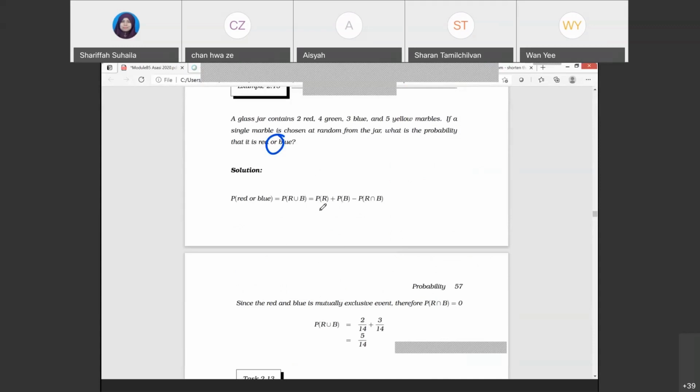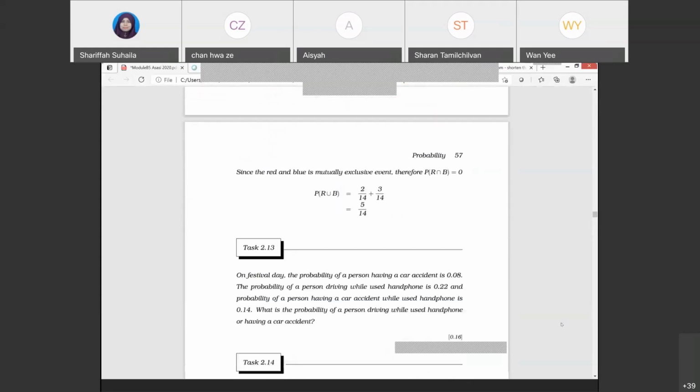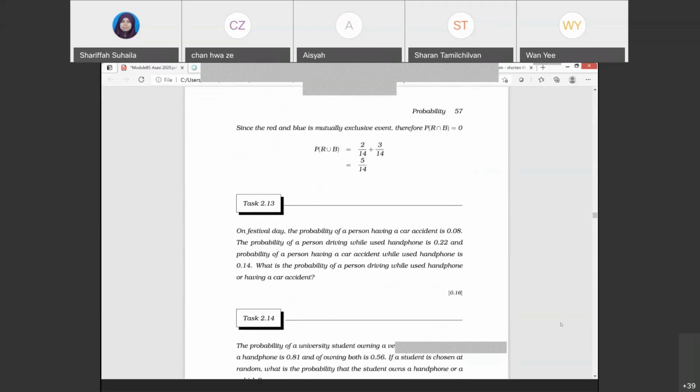So red, how many reds altogether? 2 out of 14. Blue, you have 3 out of 14. Red and blue together, there are none, right? So minus 0, which is 5 over 14. So that one plus, so 2 over 14 plus 3 over 14.